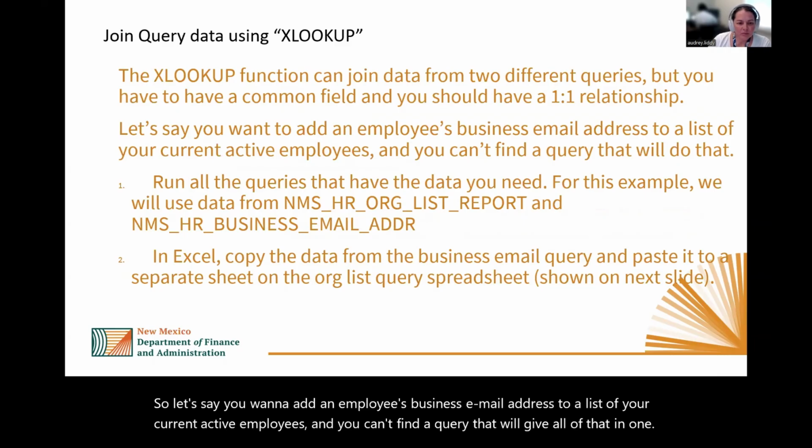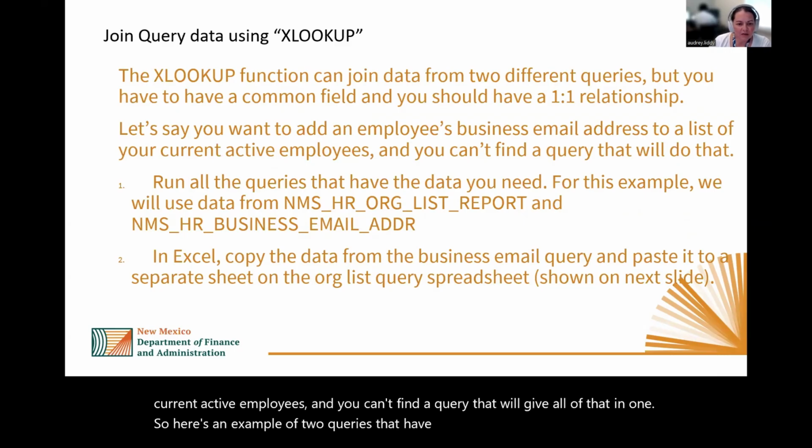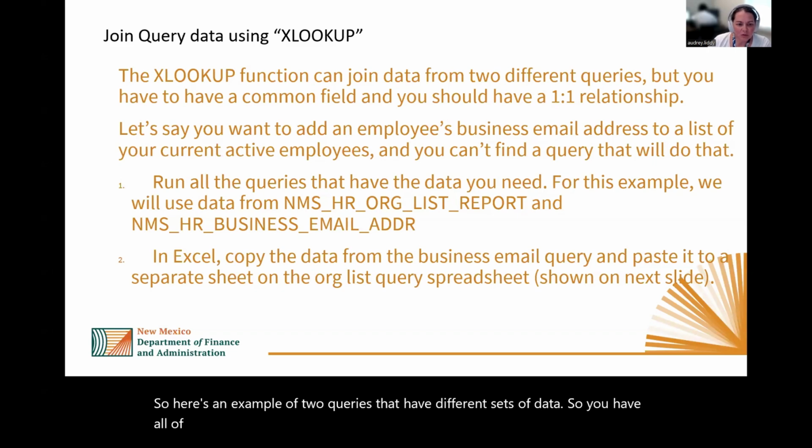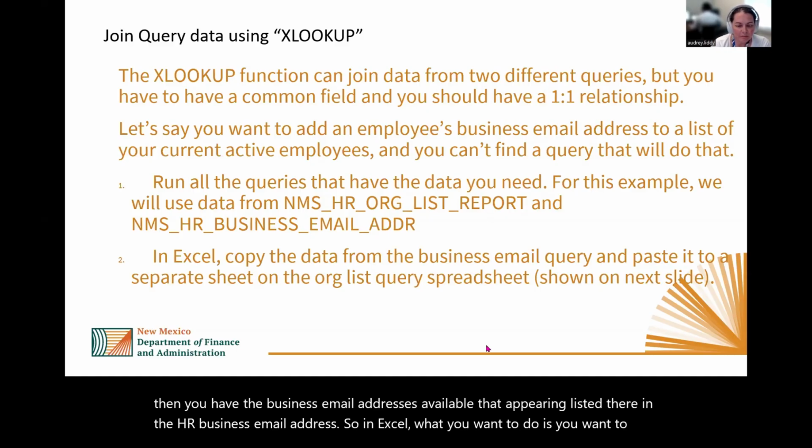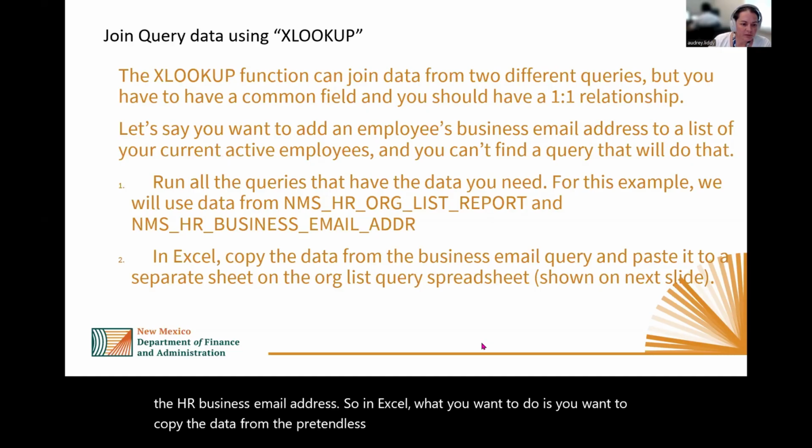So here's an example of 2 queries that have the different sets of data. You have all of your active employees available on the org list report query. And then you have the business email addresses available on the query listed there, the HR business email address. So in Excel, what you'd want to do is copy the data from the business email query and paste it to a separate sheet on the org list query spreadsheet. And we'll show that on the next slide.